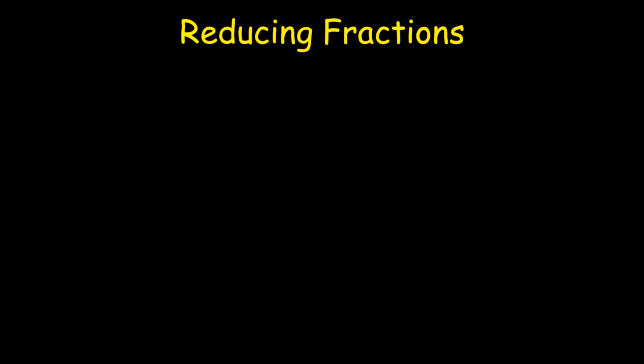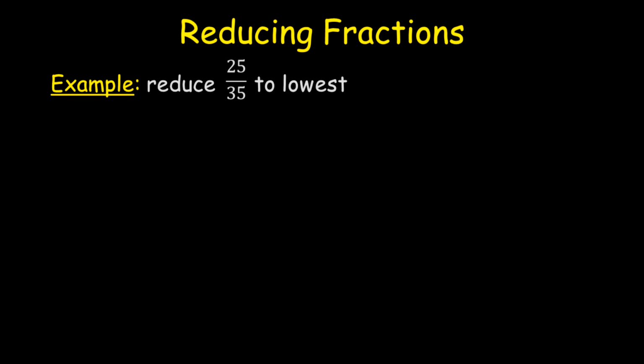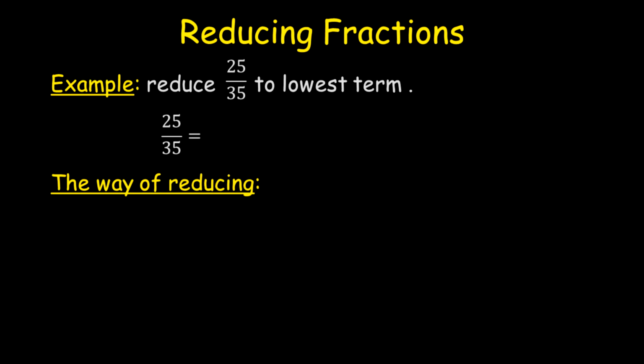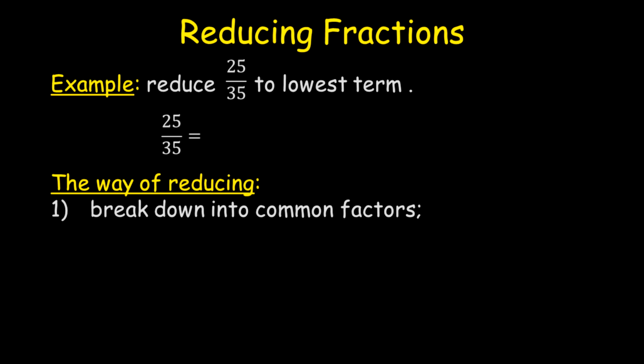I'll show the easiest way of reducing, solving the task. Reduce 25/35 to lowest terms. The way of reducing. The first step: break down both the numerator and the denominator into their prime factors. In our case, 25 is 5 multiplied by 5 and by 1. 35 is 5 multiplied by 7 and multiplied by 1.